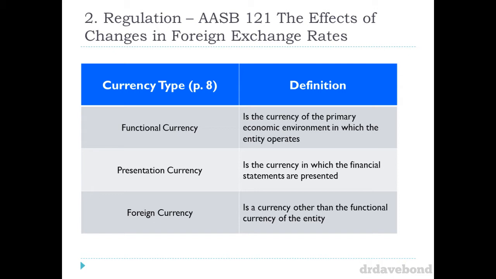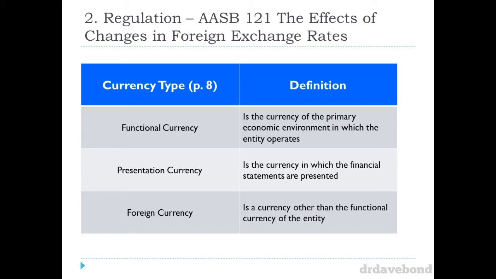Now, most companies that are listed on the ASX have an Aussie dollar presentation currency, but not all. There are companies out there which have a different currency. It might be the US dollars, it might be Singapore dollars. So it's not always Aussie. And last but not least, foreign currency. And that is just something other than the functional currency. So if you're an Aussie-based company with Aussie functional, pounds, yen, US dollars, something else.